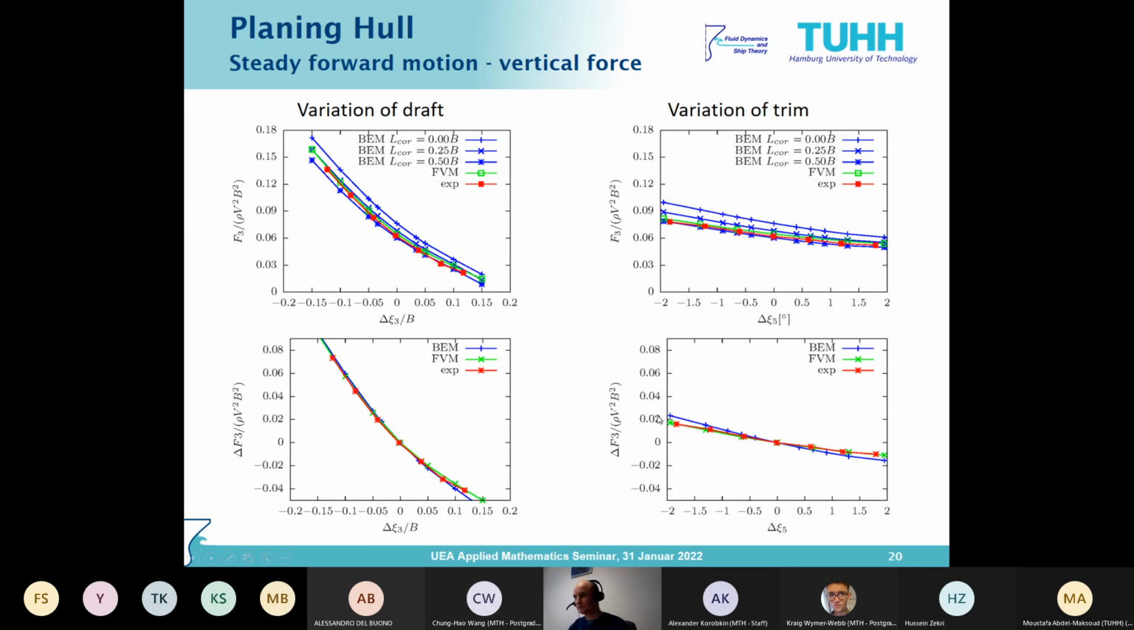And for a variation of trim angle, it's a little bit different. Here you can see that the slope is also similar, but we can expect that the trim angle also has some influence on the error, because this is not perfectly the same slope here.